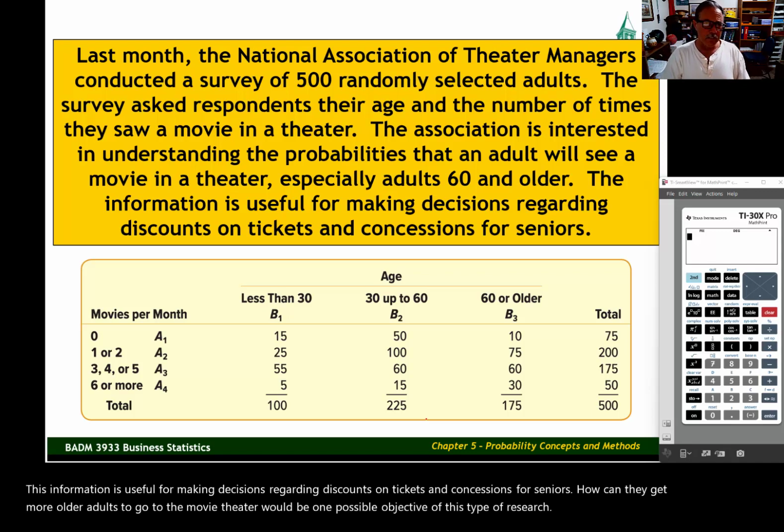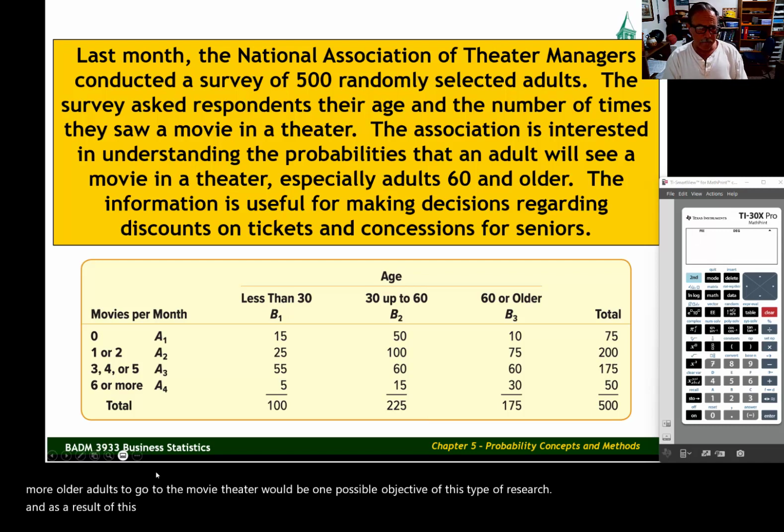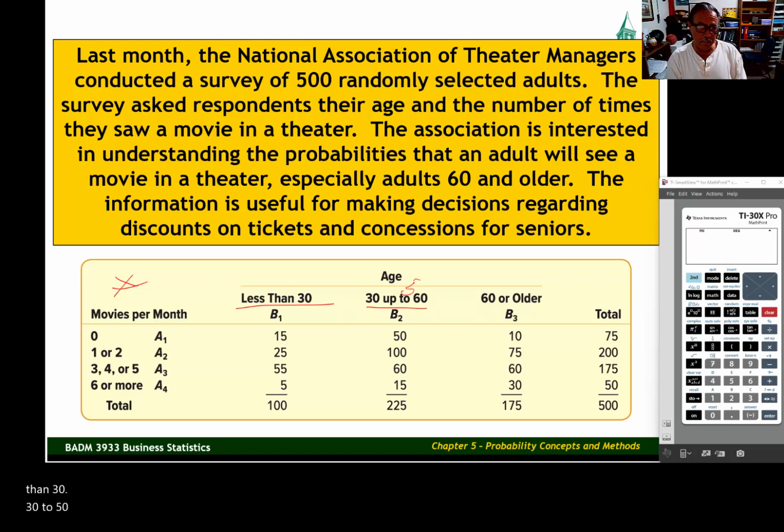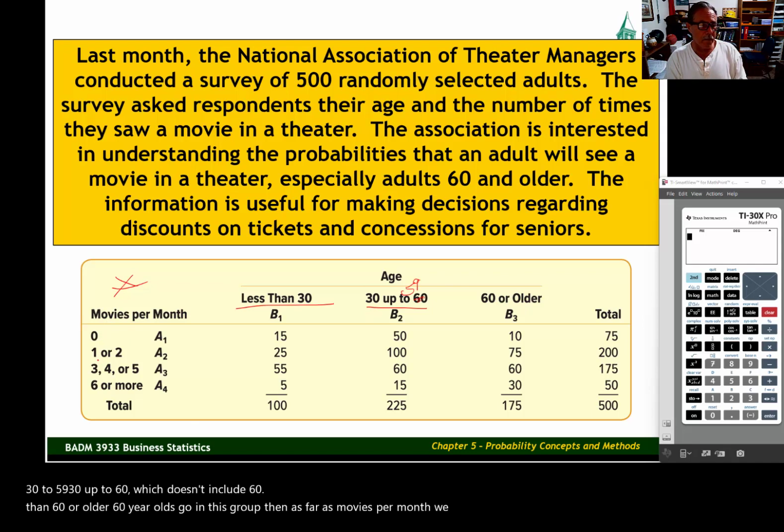And as a result of this data collection, we have the contingency table that we see below. And we have 3 age groups: less than 30, 30 up to 60, which doesn't include 60, then 60 or older. 60-year-olds go in this group. Then as far as movies per month, we have 0 movies per month, 1 or 2, 3, 4 or 5, and then 6 or more.